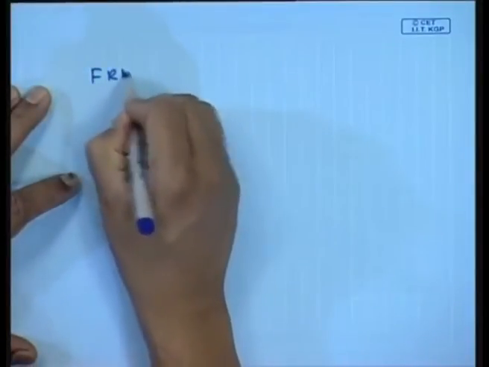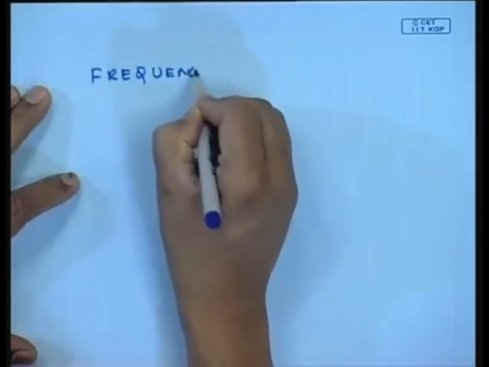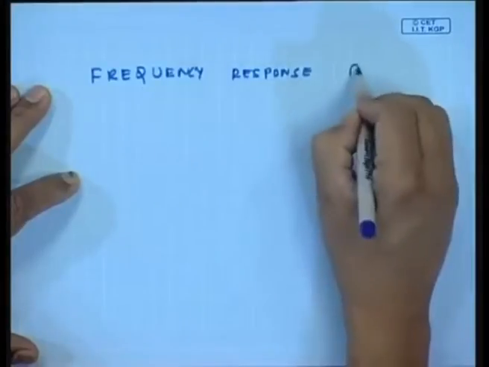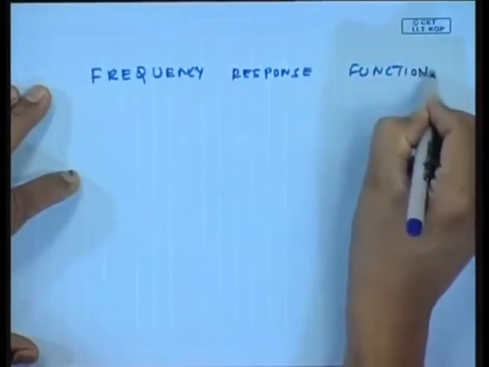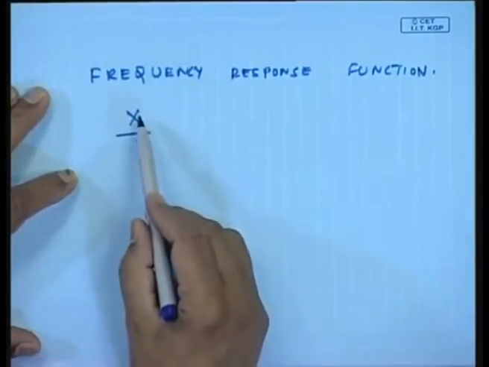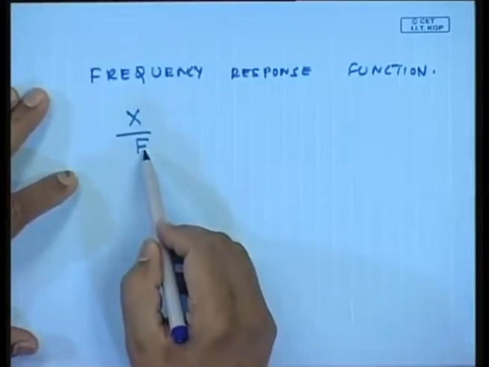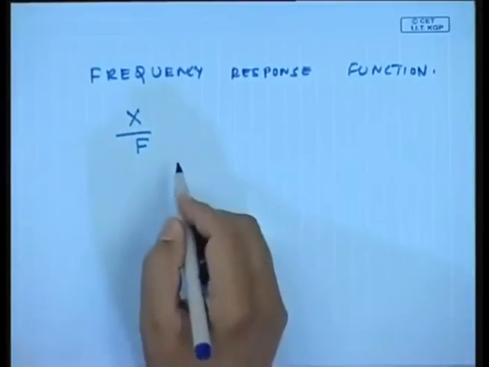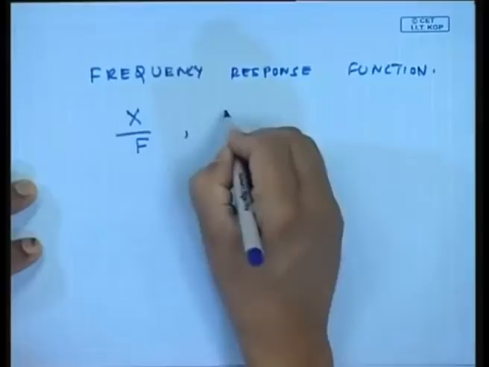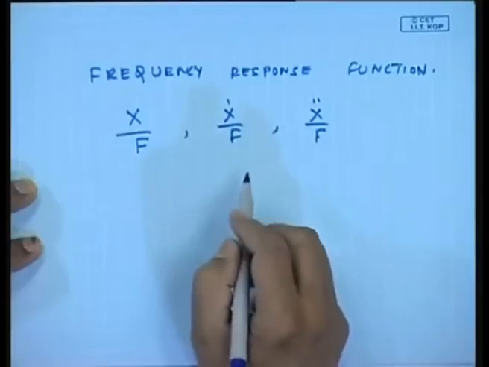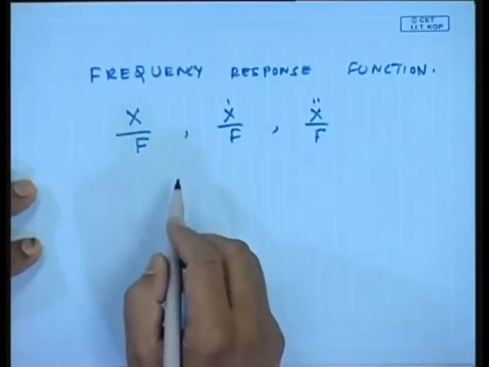Now, this frequency response function, which I had just denoted in a manner as x by f, means that I have measured the response as a displacement and the forcing function as f. And then there are many ways I could also have represented them. For example, it could have been x dot by f, it could have been x double dot by f. Okay.